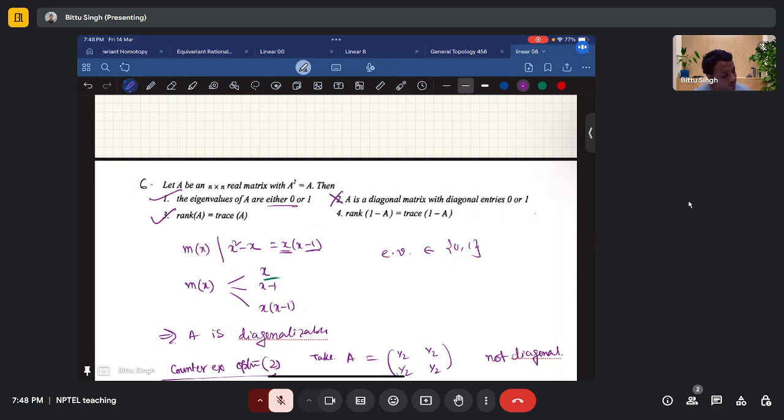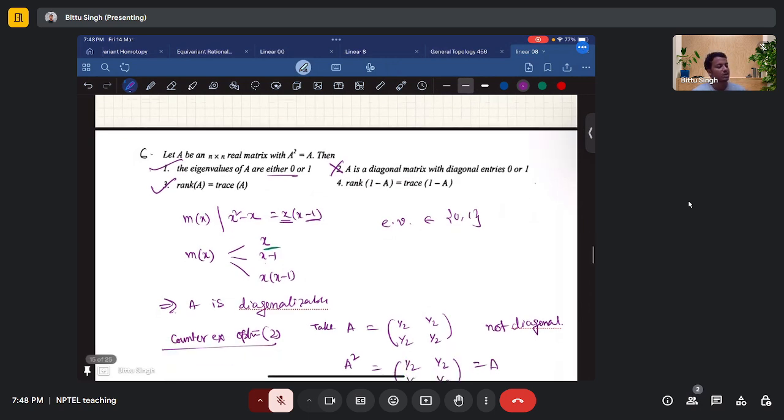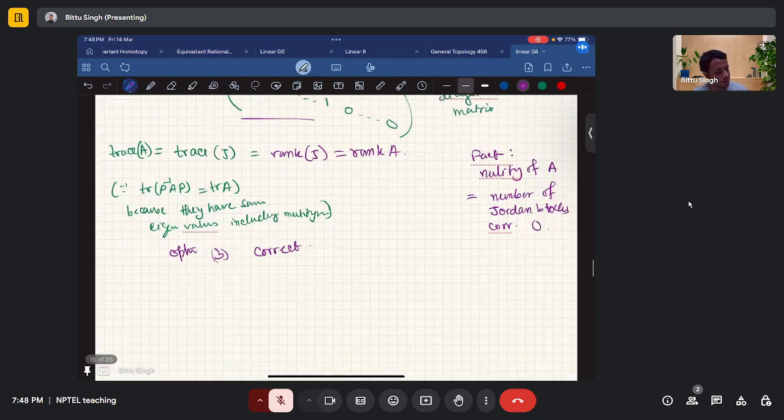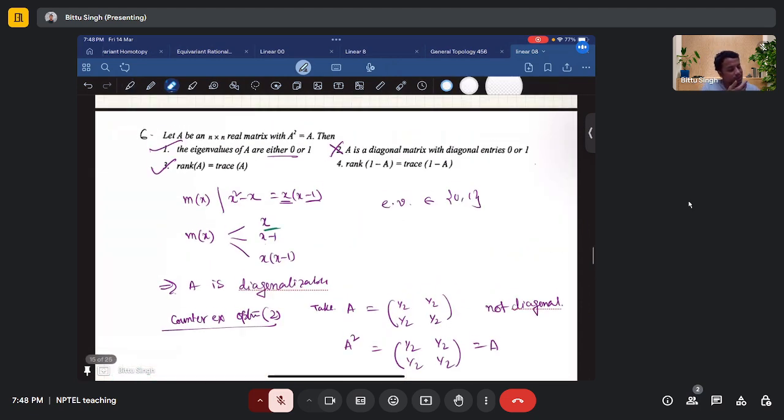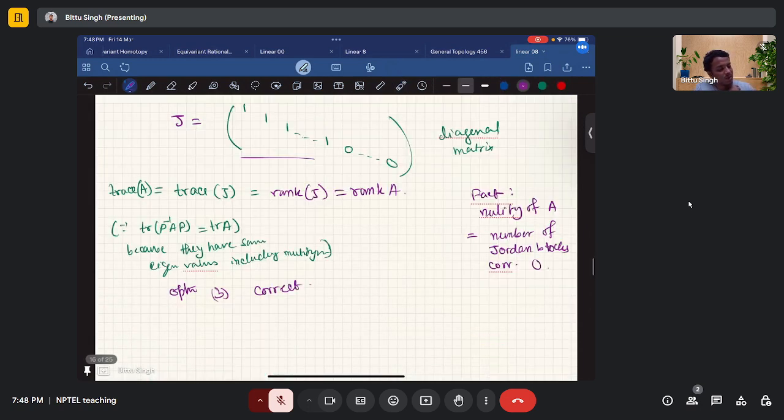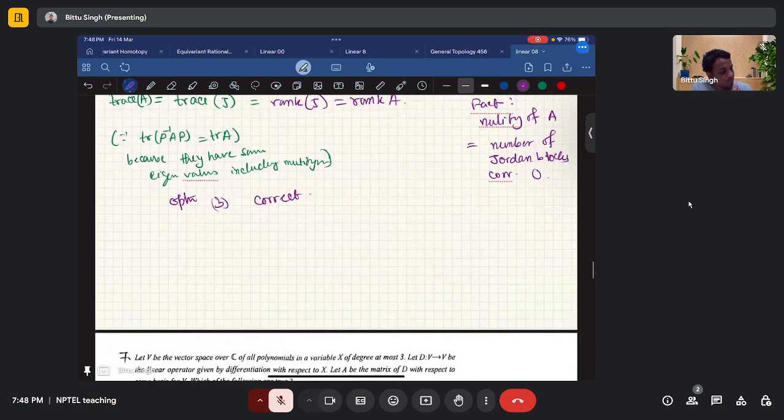Now we need to see whether rank of I minus A and trace of I minus A are the same or not. So what is the rank of I minus A? If somehow we can prove that I minus A also satisfies the same criteria, it is done. Because if I minus A satisfies the same criteria, (I minus A) squared equals I minus A, then by the same reason, just replace A by I minus A. So this will be true, right? So we will prove that I minus A satisfies the same criteria.